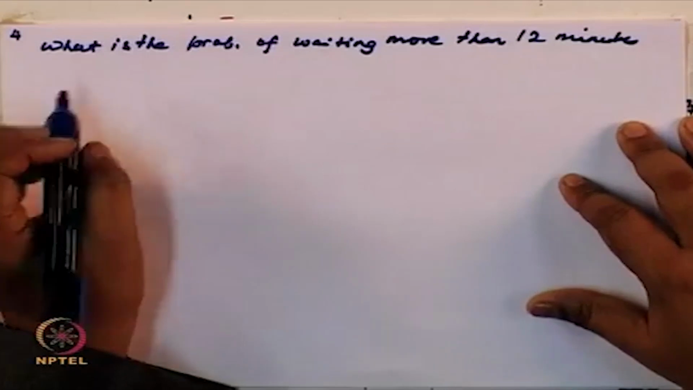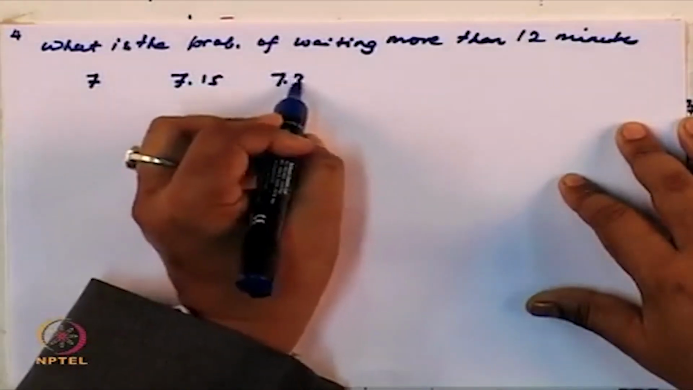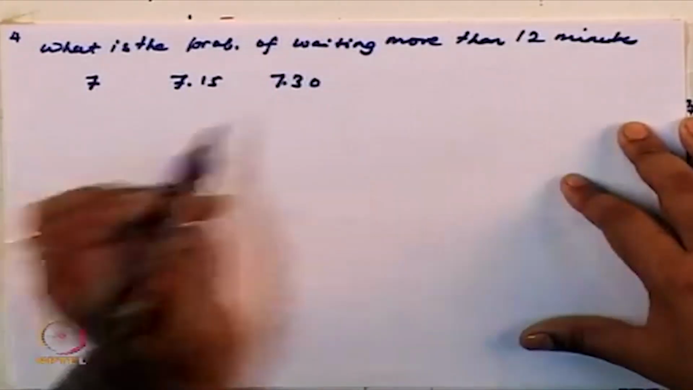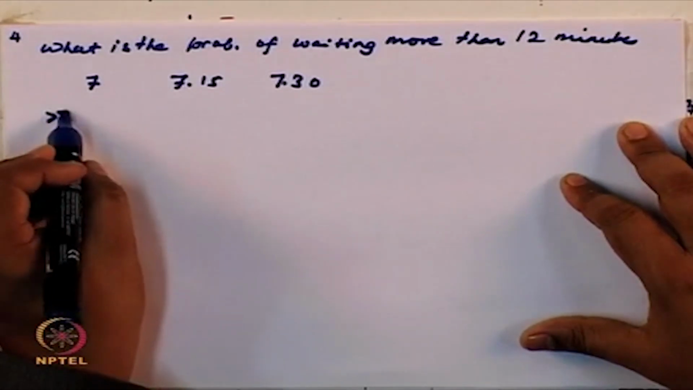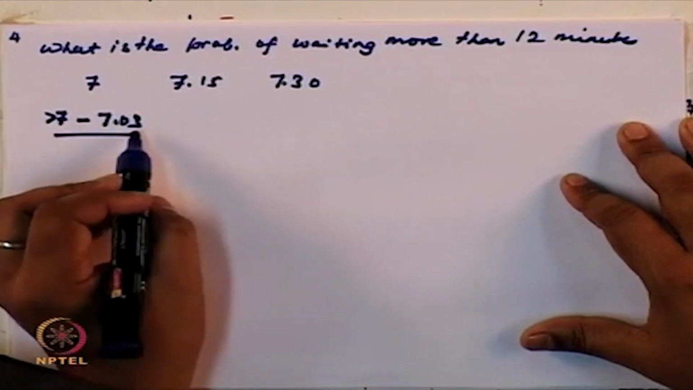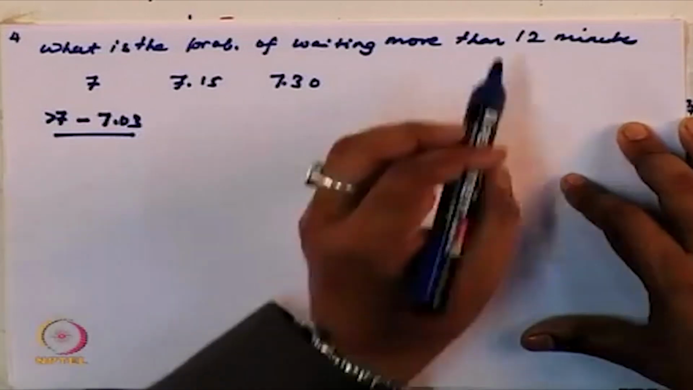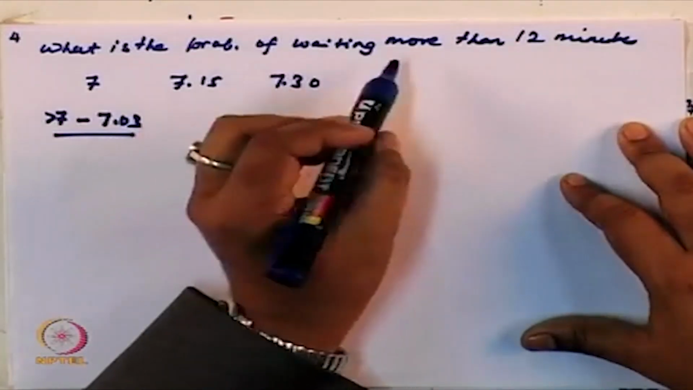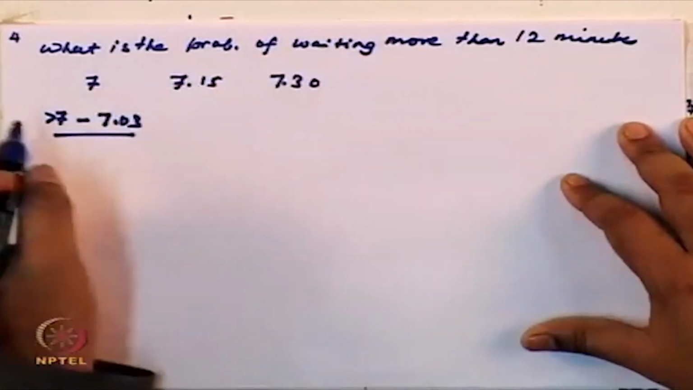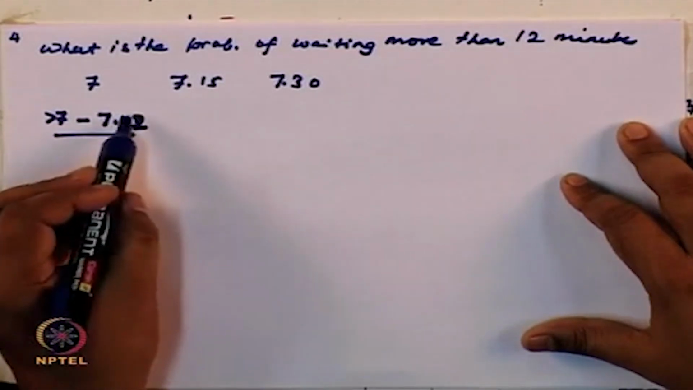So, the bus arrives at 7, 7:15, 7:30. If the person has to wait more than 12 minutes, then he has to arrive greater than 7 to 7:03, right, because if he arrives at 4, then he has to wait only for 11 minutes. Since he has to wait at least, or actually waiting more than 12 minutes, then you will have 7 to 7:02, or also 7:03.